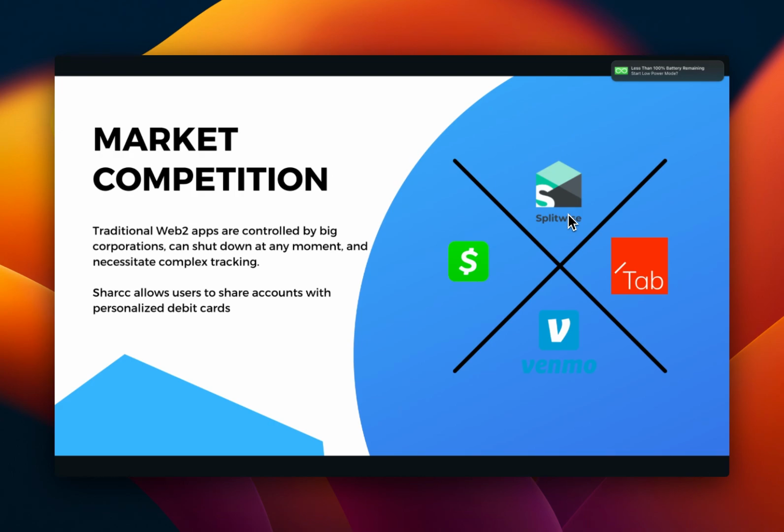And what I didn't super elaborate on is the personalized debit cards. For each one of your groups, you can have a debit card that you can add to Apple Pay, and that will allow you to really easily track and split your expenses with your group.